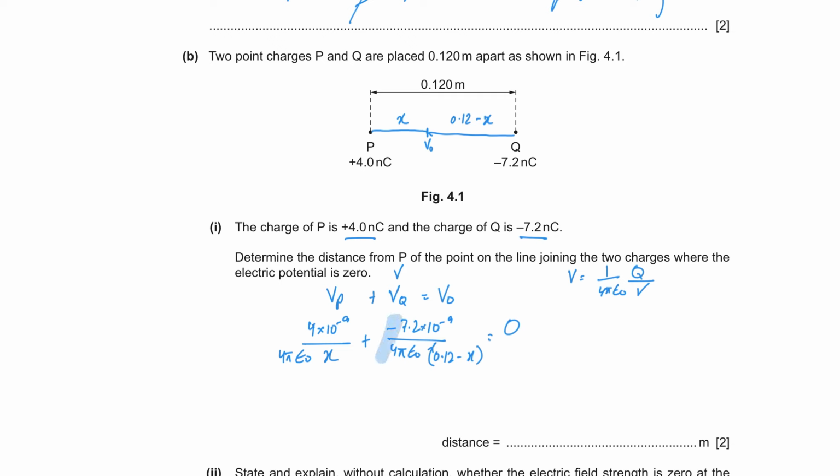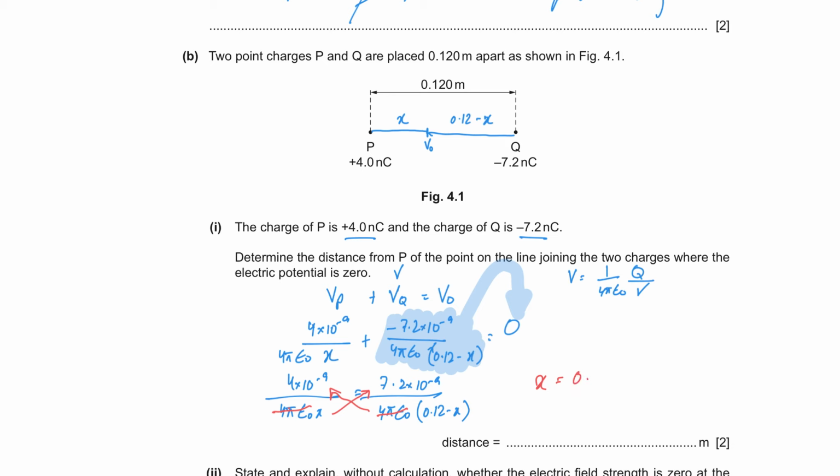We'll shift this entire thing to the other side of the equation. That makes it positive. 4 times 10 to the power minus 9 upon 4 pi epsilon naught x is equal to 7.2 times 10 to the power minus 9 upon 4 pi epsilon naught times 0.12 minus x. 4 pi epsilon naught cancels out with 4 pi epsilon naught. Cross multiply and we'll solve for x. The value of x that we get is 0.043 meters. This is the distance from P as asked.